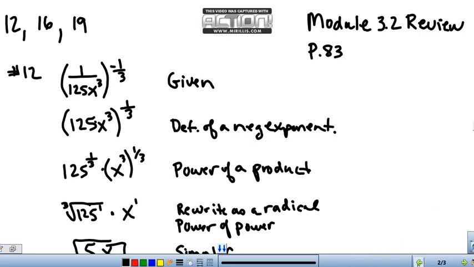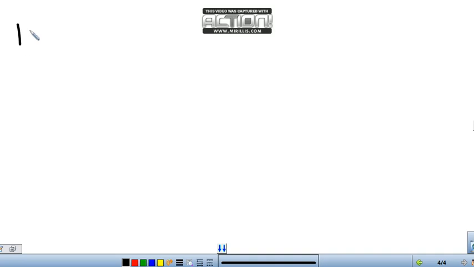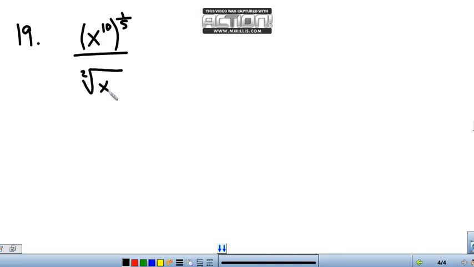Let's see, so 12, 16, we are now on number 19. Get a new sheet of paper. Okay, 19, we have x to the 10th power, to the 1/5 power, over the square root of x to the 8th power. Okay, so write given next to it.